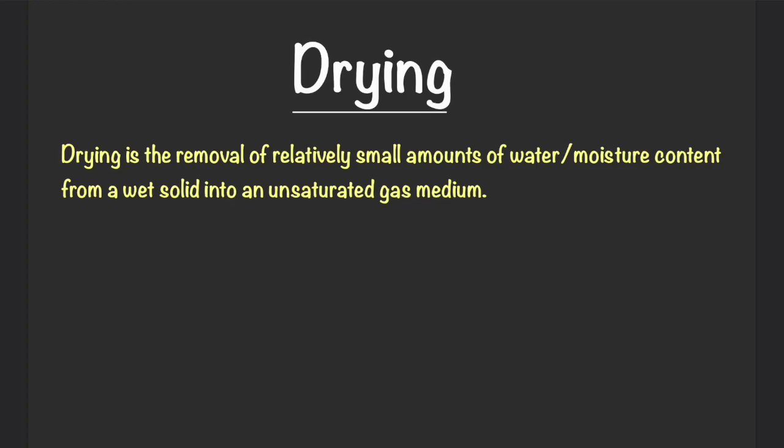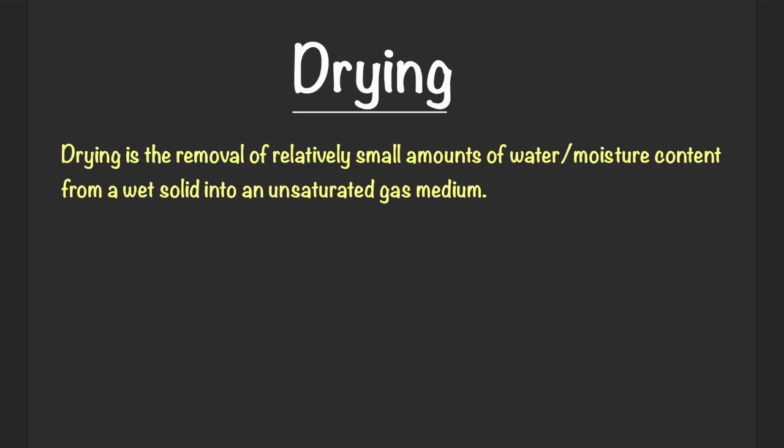Drying, as you can see on the screen, is the removal of a relatively small amount of water or moisture content from a wet solid into an unsaturated gas medium. These two things are very important: a relatively small amount of water, and an unsaturated gas medium. Because in evaporation also we do the same thing. We remove water content, but in that case we deal with a very large quantity of water. But in drying, we remove very small quantities.